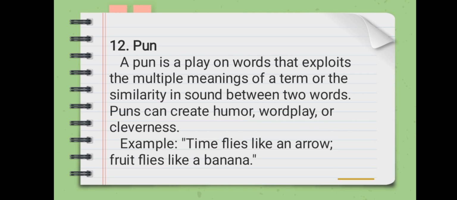Next figurative language is pun. Pun is a play on a word that exploits the multiple meanings of a term or the similarity in sound between two words. Puns can create humor, wordplay, or cleverness. For example, time flies like an arrow. Fruit flies like a banana. This pun plays with the word flies, first referring to the passage of time, then to the insect.